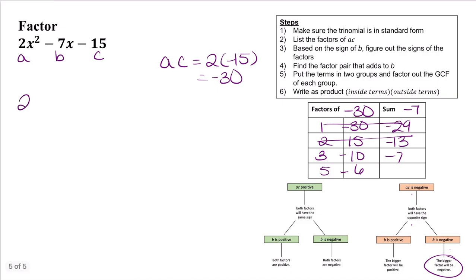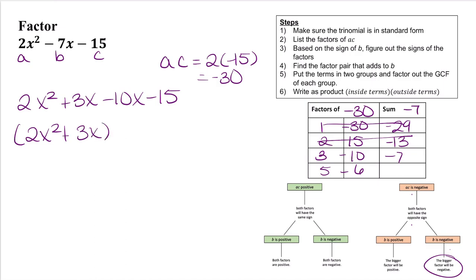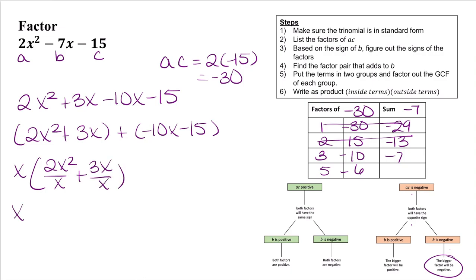So I'm going to write this now as 2x squared plus 3x minus 10x minus 15. I'm going to put my terms into two groups, so I have 2x squared plus 3x, and then negative 10x minus 15. From 2x squared and 3x, I can factor out just an x, so I'm going to divide both my terms by x. And so when I do that, I end up with x times 2x plus 3.